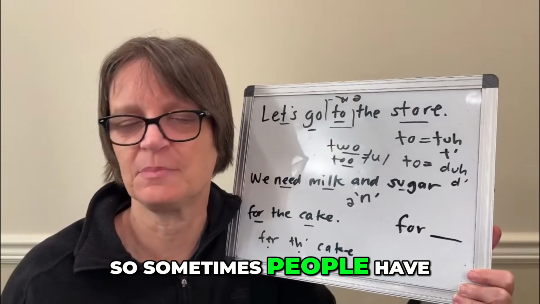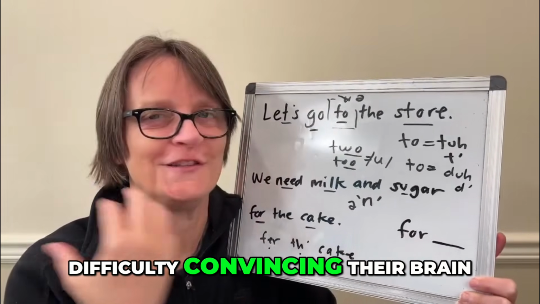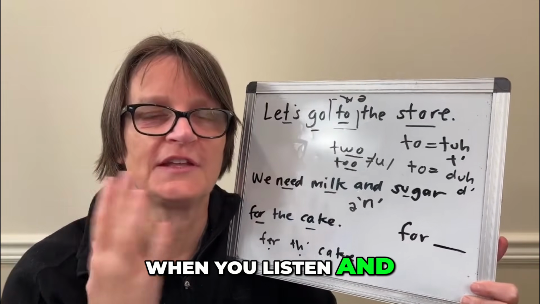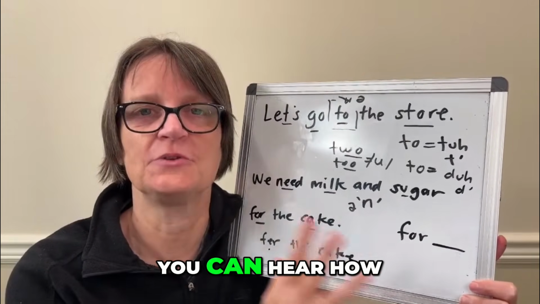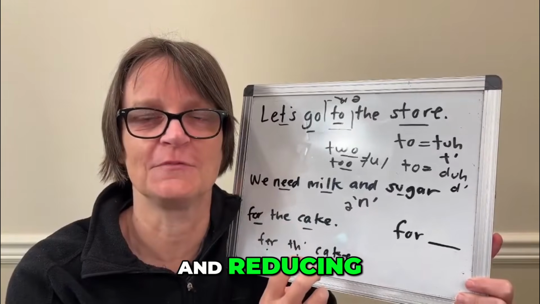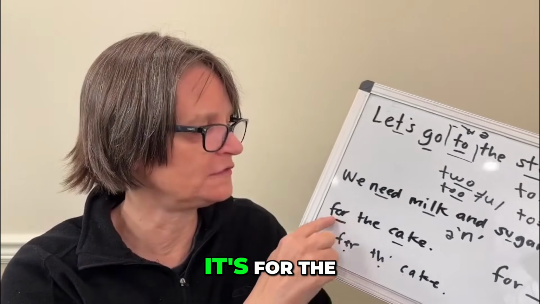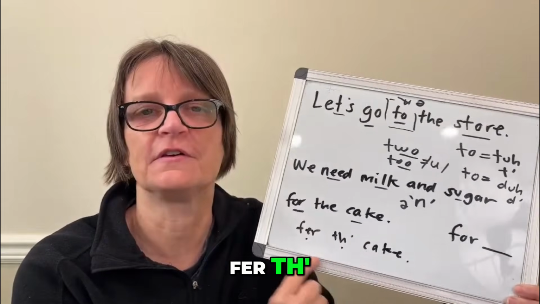So sometimes people have difficulty convincing their brain to do these reductions. When you listen and slow down to native speakers, you can hear how many places we're changing and reducing, and that it will just sound normal. Your brain will know it's "for the," even if you're saying "fer the."